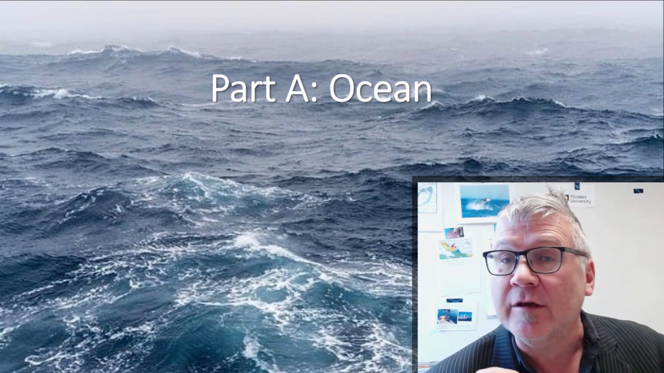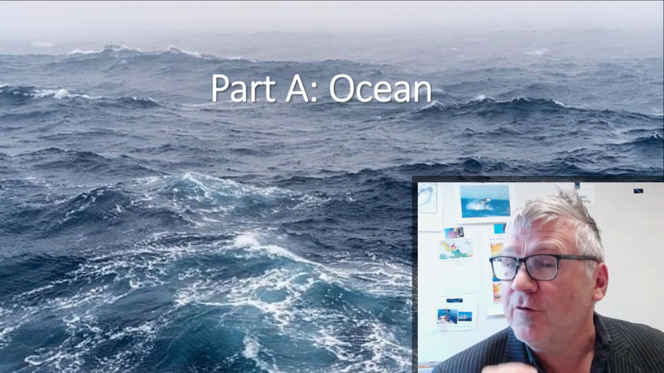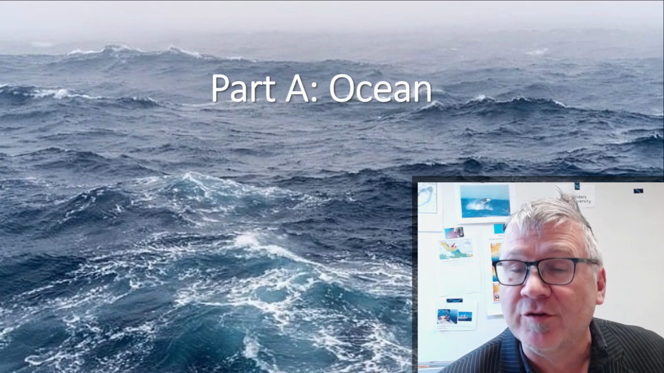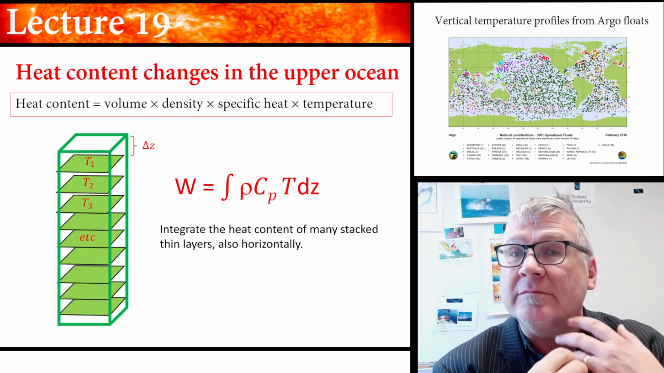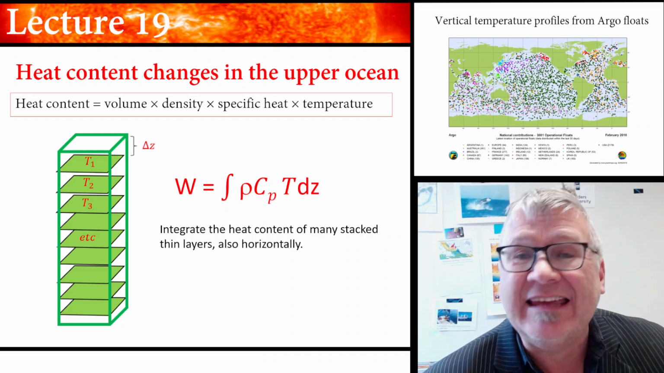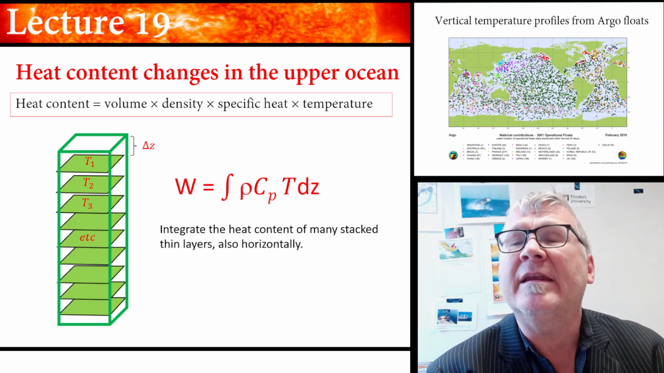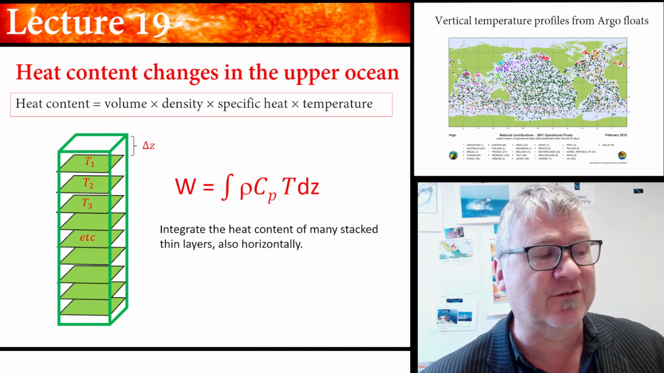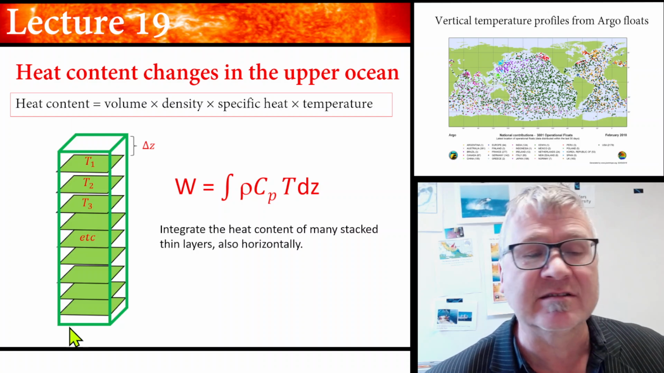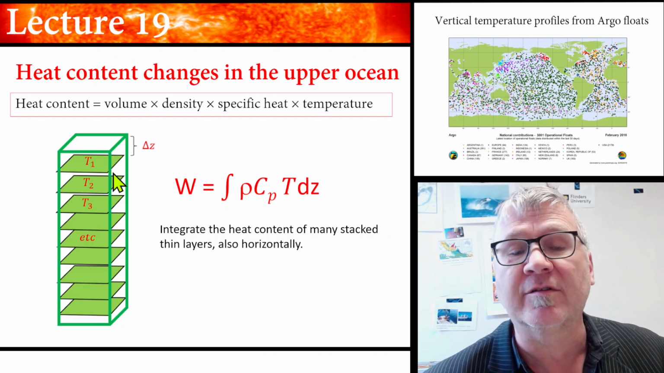So let's start with the ocean. Let's focus on the ocean. The first thing we look at is the heat content and heat content changes. We want to know, how has the heat content of the ocean changed? The way to do that is you can separate the ocean into little boxes, like shown in this little sketch. And for each box you can work out the heat content.